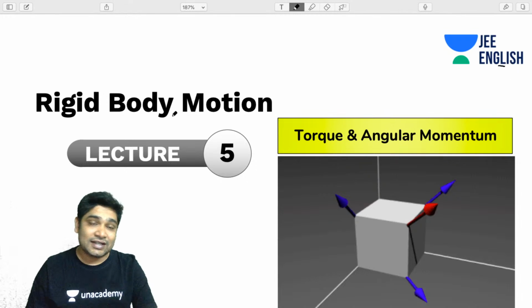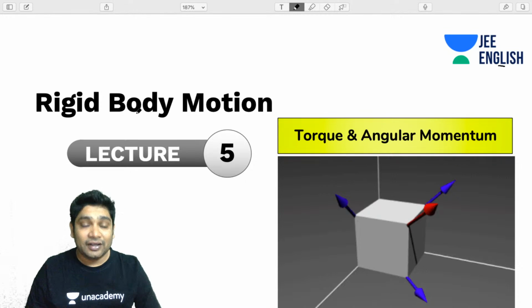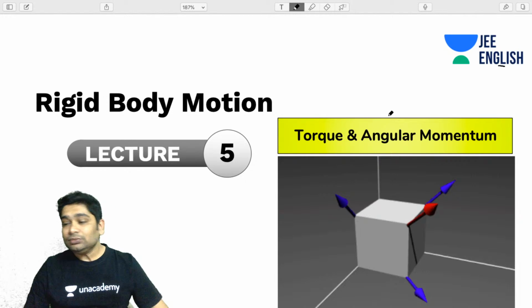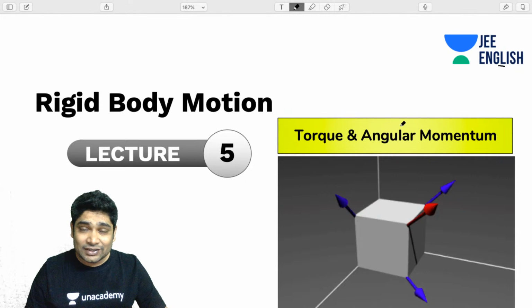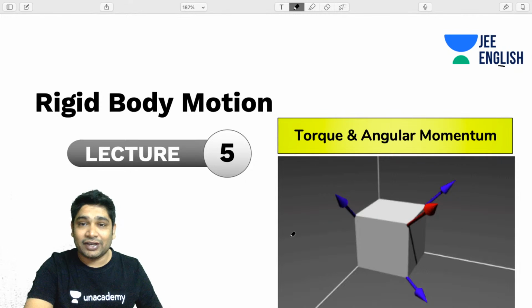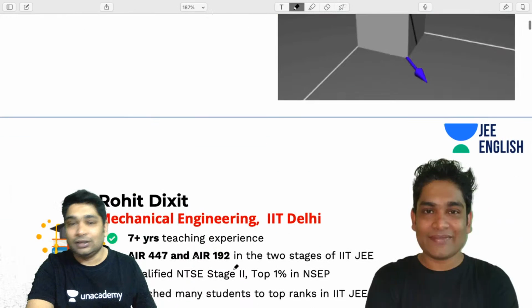Now, this is a series that I host for class 11, and today we're going to talk about rigid body motion, and this is lecture number 5. Today mostly we'll introduce the terms of torque and angular momentum. Now, these concepts can be really tricky, so I would want you guys to pay close attention for today's lecture.